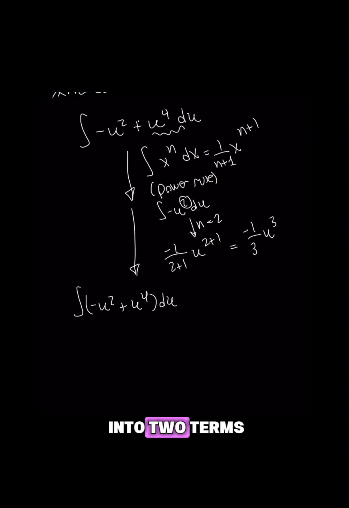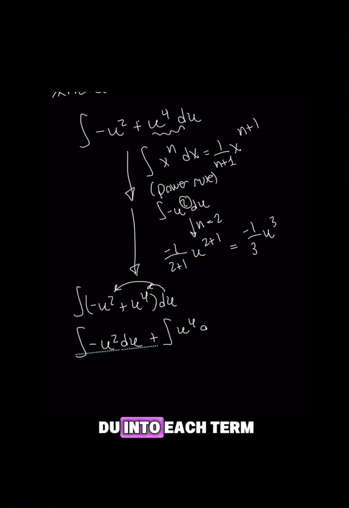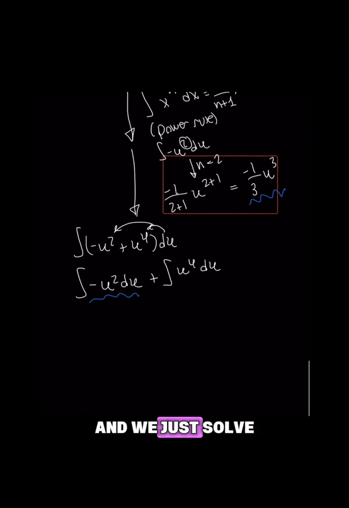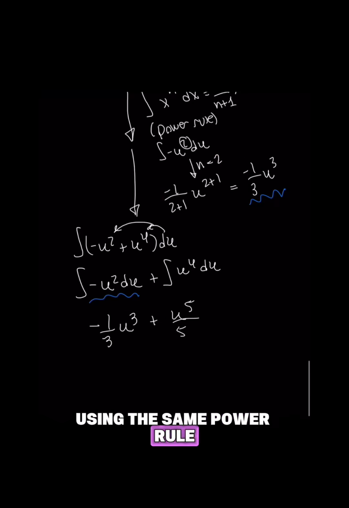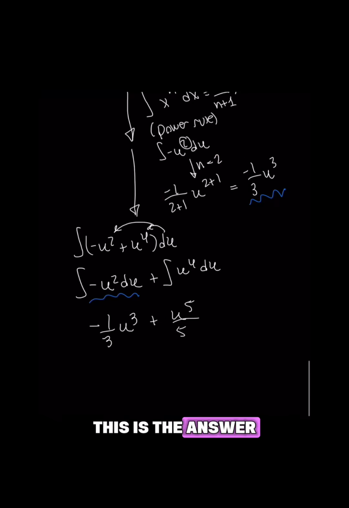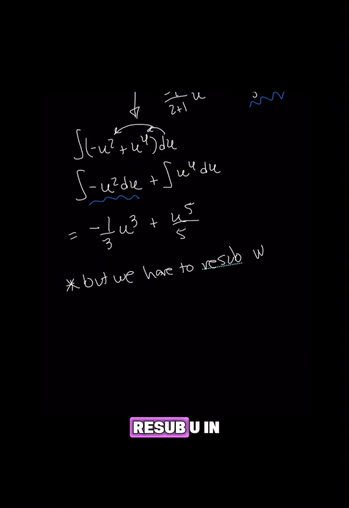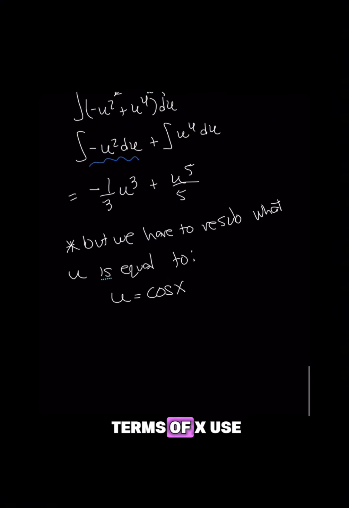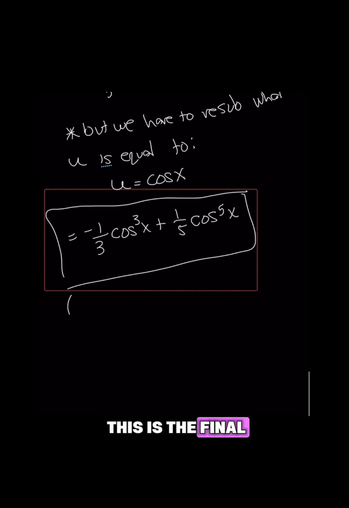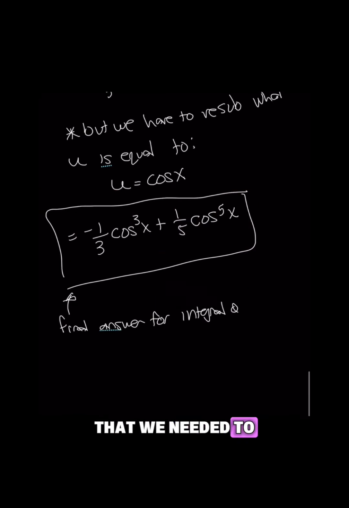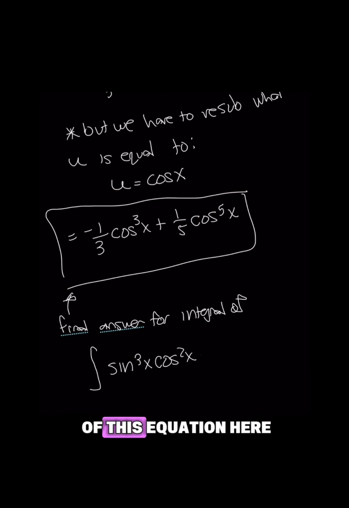To split the integral into two terms, we can just distribute du into each term. Now we have two separate integrals, and we just solve for the integral on the left. And we can solve for the integral on the right using the same power rule, and we get this expression here. That's the answer for the integral, but we have to resub u in because our integral is in terms of x. u is equal to cos x, so we can plug that in for u. We get this here, and this is the final answer of the integral that we needed to solve for. It represents the integral of this equation here.